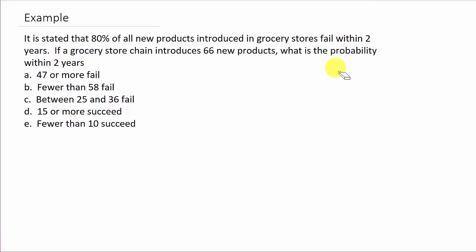First, we're going to check and see if n times p and n times q are both greater than 5. So we know that p is equal to 0.8, because it is stated that 80% of all new products introduced into grocery stores fail within 2 years. And then I need q. Well, q is 1 minus 0.8. Remember, 1 minus p, which is 0.2. So there's p and there's q.